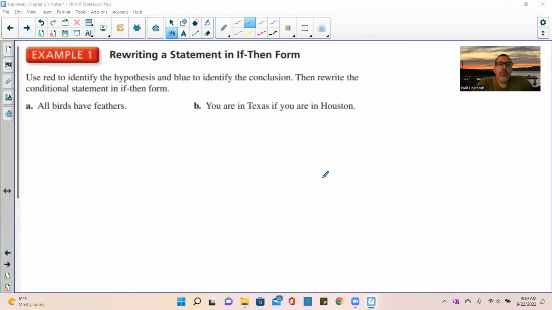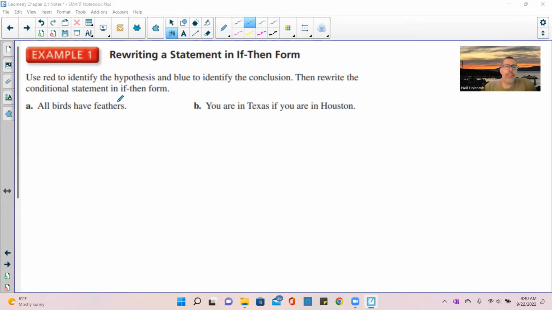Okay, example 1 says rewriting a statement in if-then form. Use red to identify the hypothesis and blue to identify the conclusion. Then rewrite the conditional statement in if-then form. So here the key word is all.